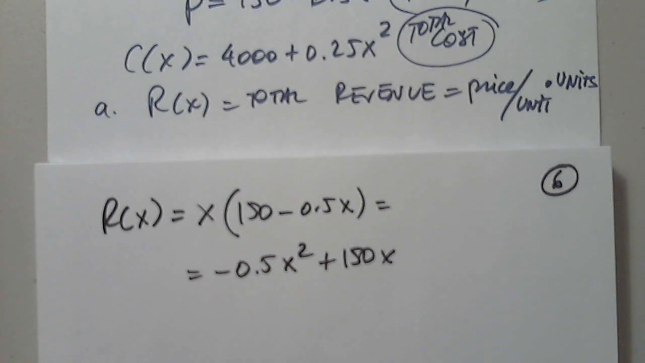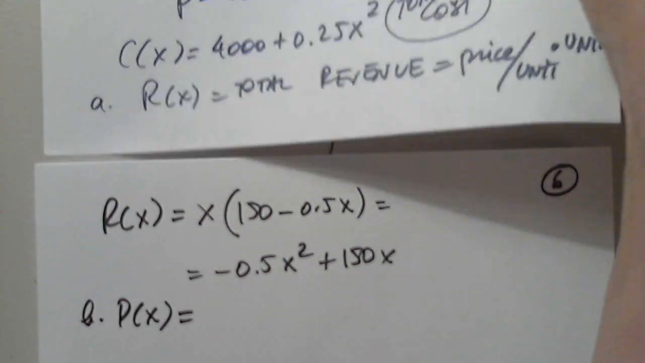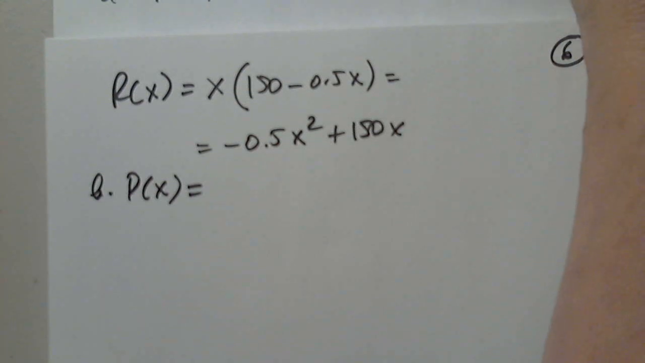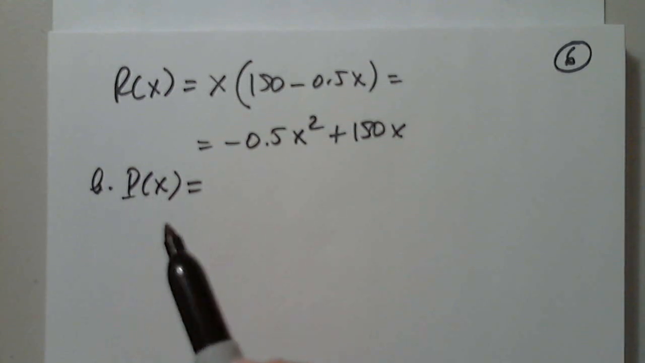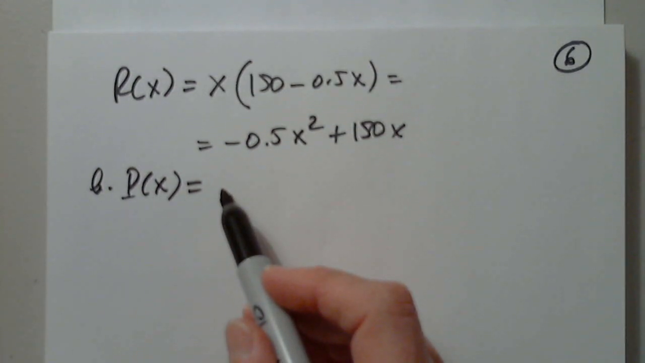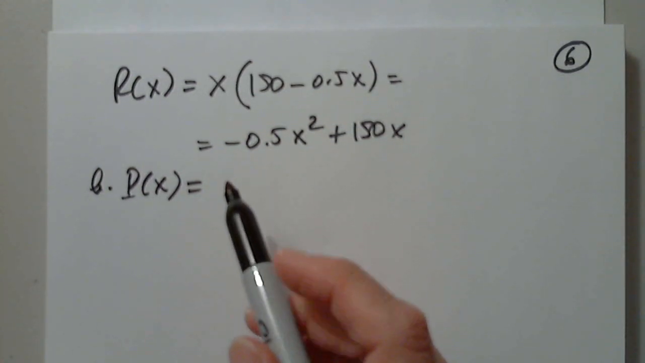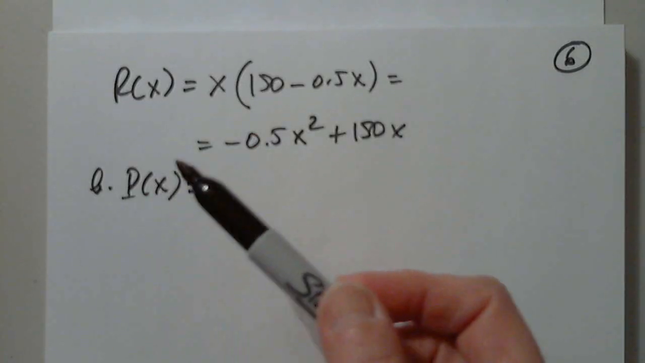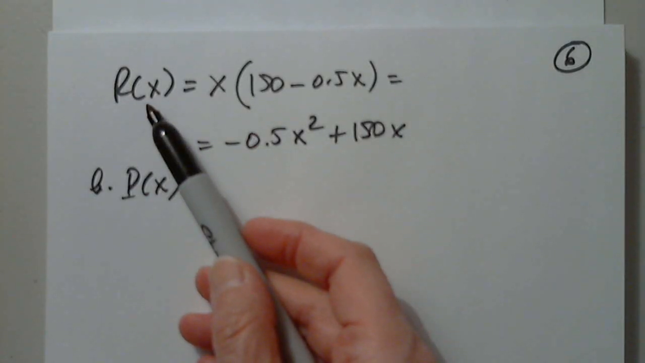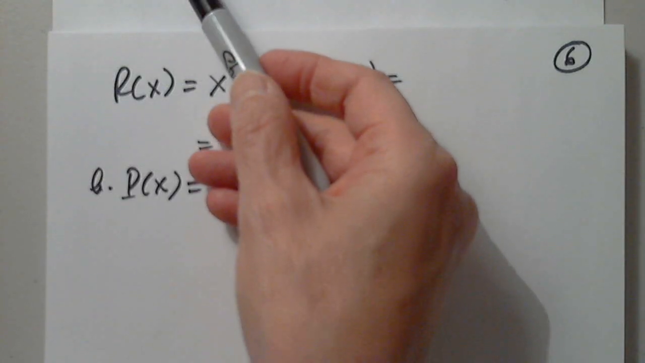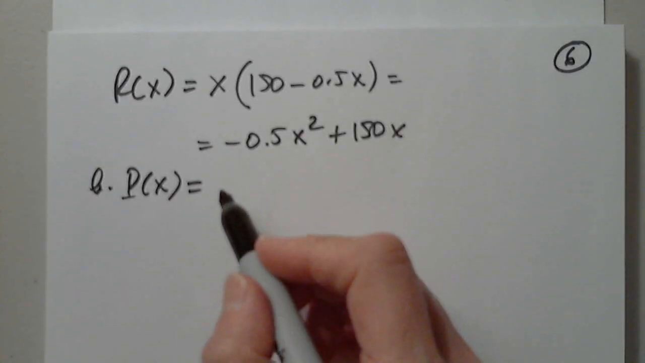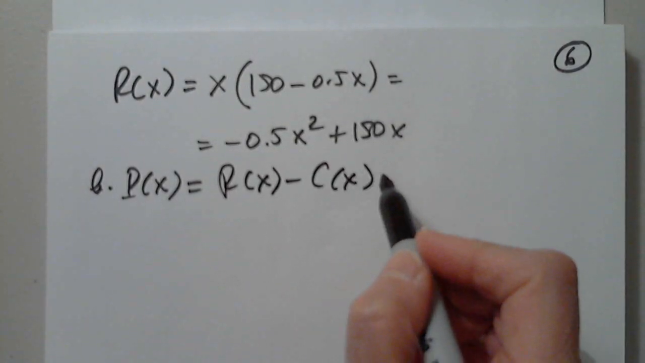Part B. Find the total profit. So in part B, they want us to find the total profit. How do I find the total profit? What is the formula for total profit? P of x equals revenue minus cost. Yes, so it's always revenue minus cost.